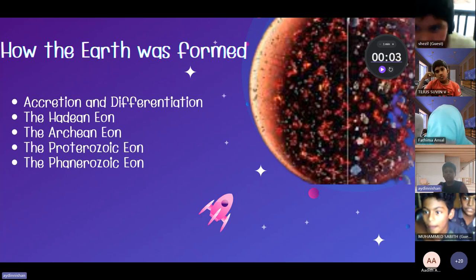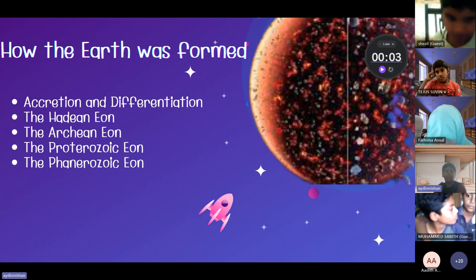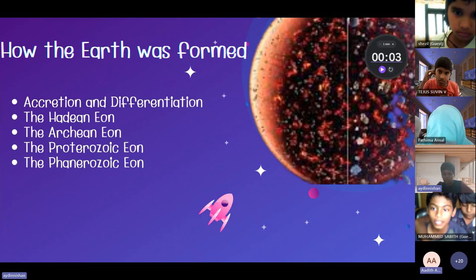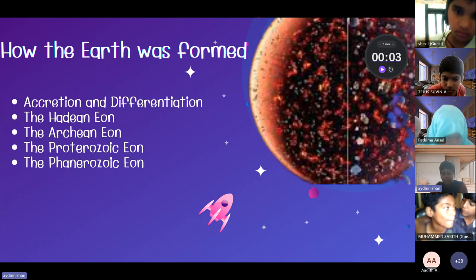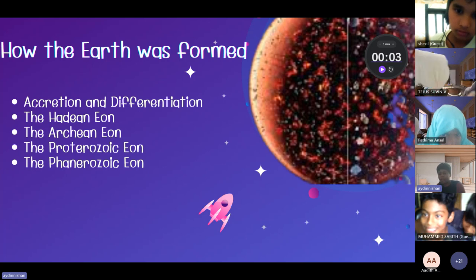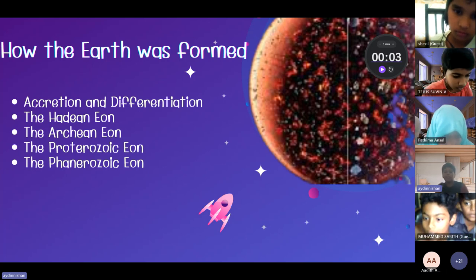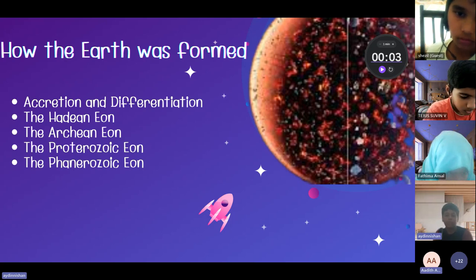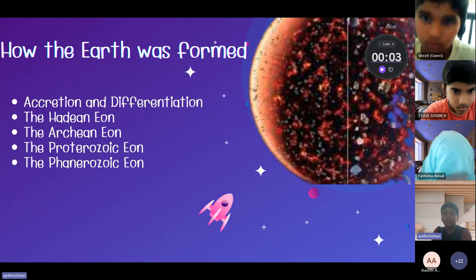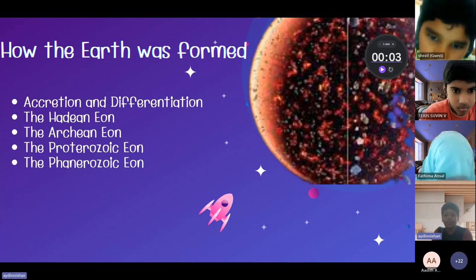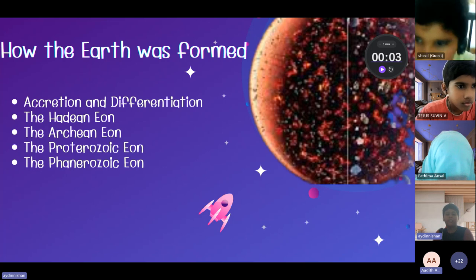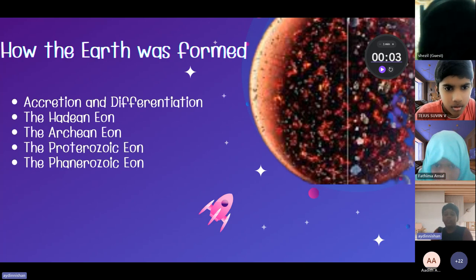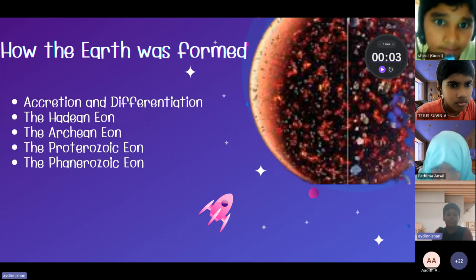As Earth continued to grow, it began to differentiate into distinct layers. This occurred as heavier material sank towards the center of the planet due to gravity, while lighter materials rose towards the surface. The result was the formation of the Earth's layers: the dense core, the mantle, and the crust. This process of differentiation also led to the creation of Earth's magnetic field, which protects us from harmful solar radiation.